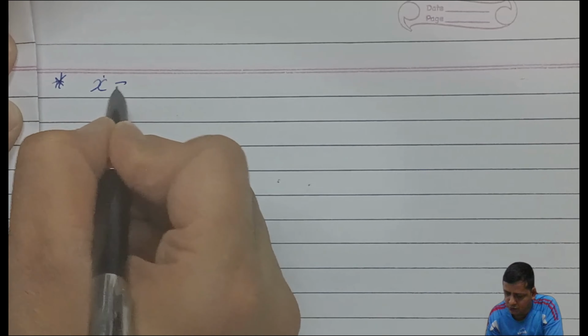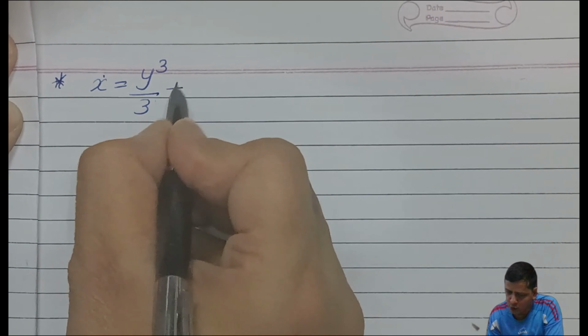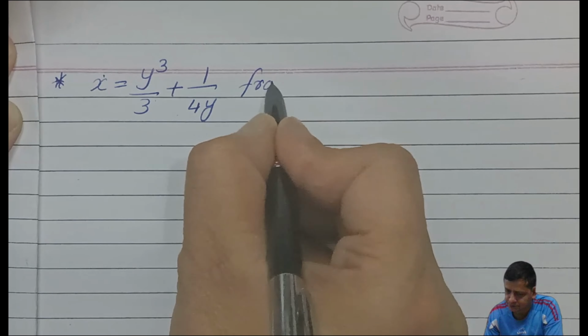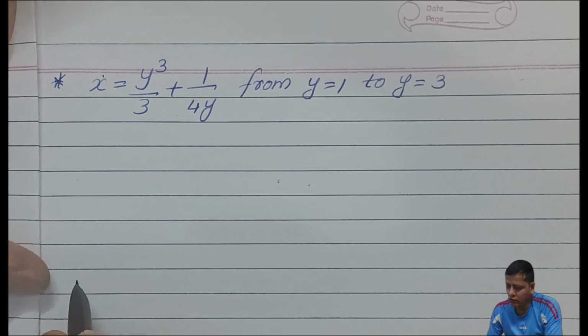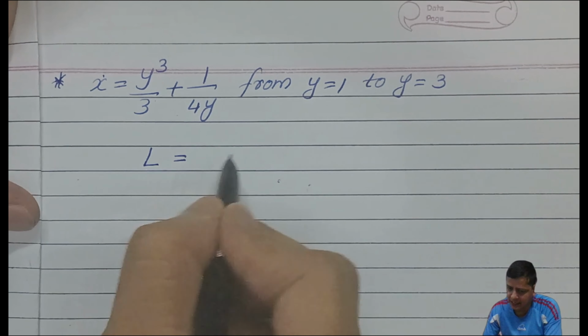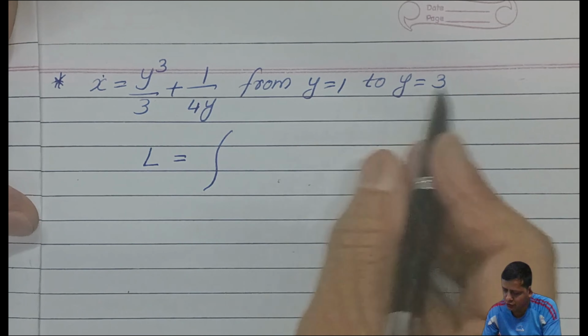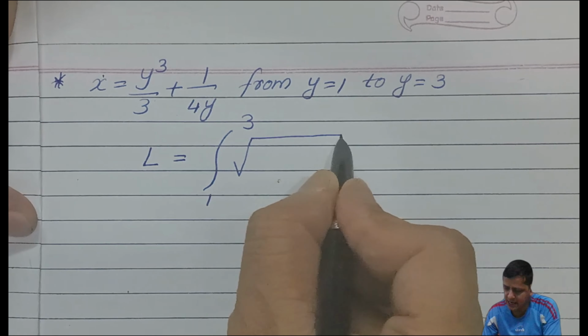So let's see one more question, which says x equals y cube by 3 plus 1 by 4y, from y equal to 1 to y equal to 3. How will we do this problem? In order to solve this problem, let's see L. We know the L formula. The limits are from 1 to 3, so let's write 1 to 3, and we can put the formula in normal format.